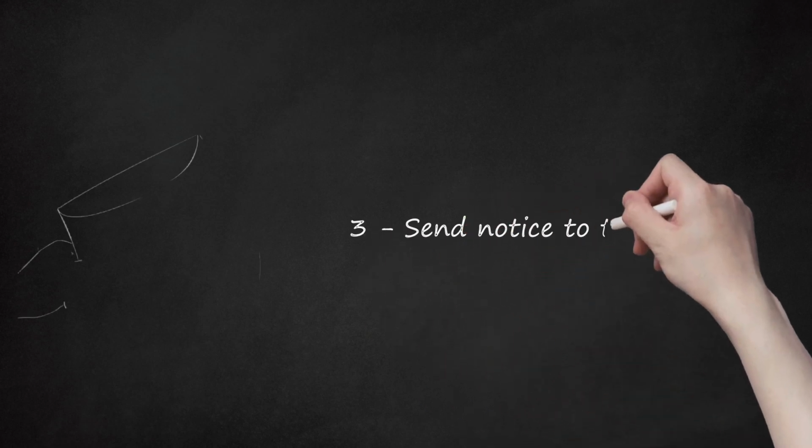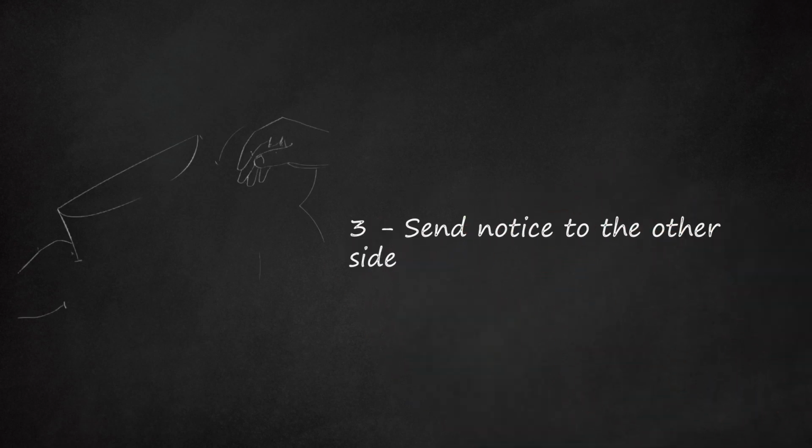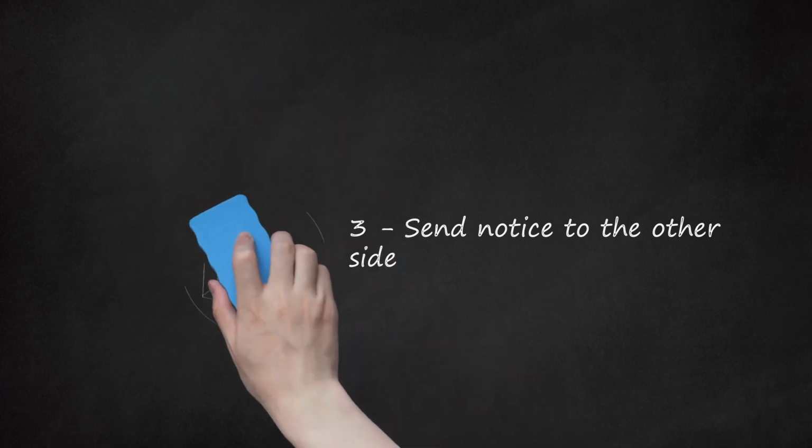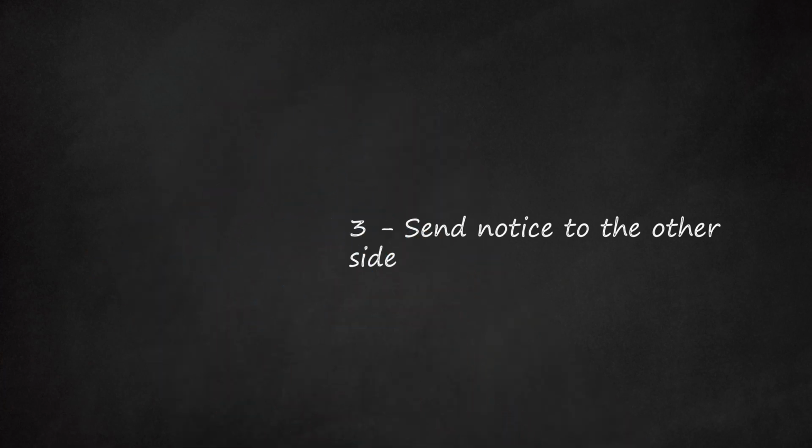3. Send notice to the other side. Serve notice using the method stated in your certificate of service. You can generally mail notice of a motion using first-class mail, prepaid postage, or you could use certified mail, return receipt requested. It's probably best to use certified mail because the signed return receipt will serve as proof that the other side received notice of your motion.